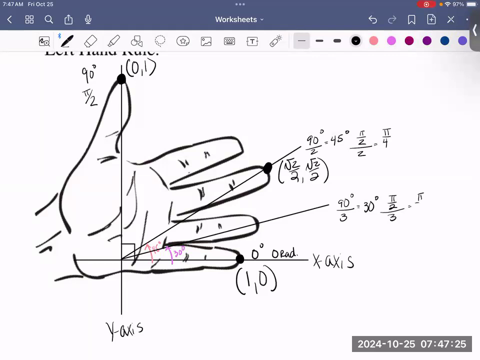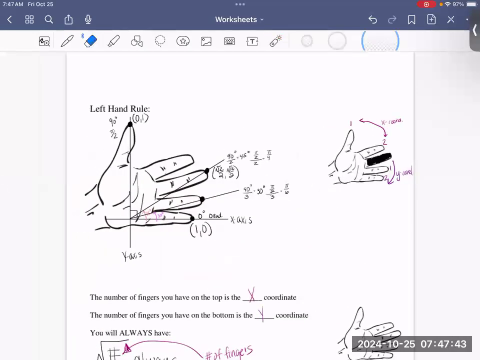So 1/3 will give us pi over 6. So your ring finger here is now going to symbolize pi over 6 or 30 degrees. So this point here, let's figure out what point this will give us using your left hand rule. So instead of putting down your middle finger, let's put down your ring finger here. So everybody put down your ring finger.